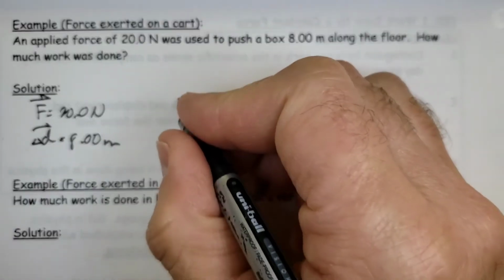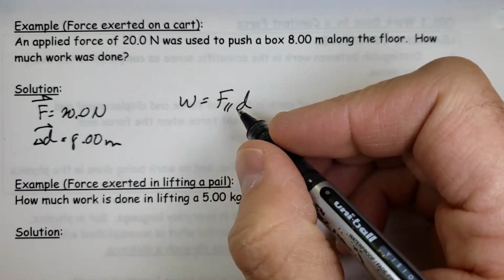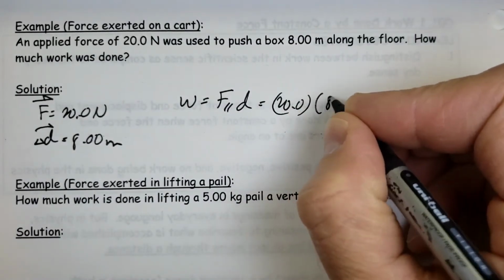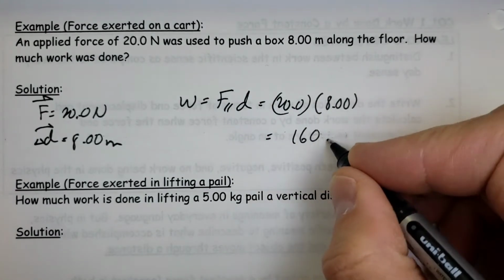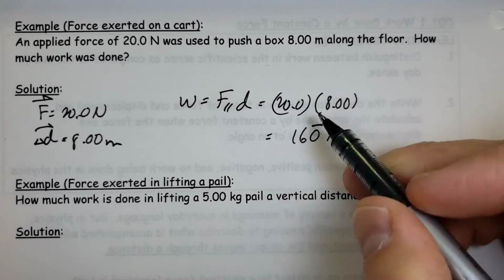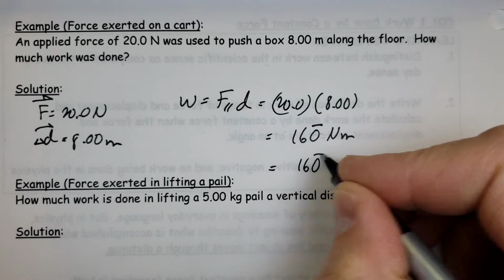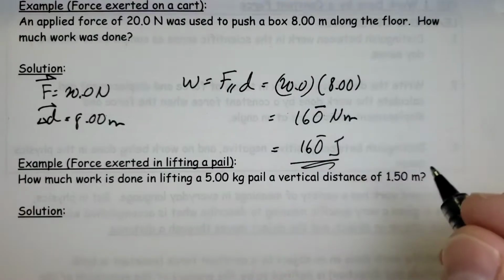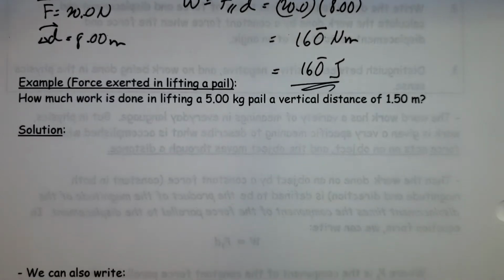And so W equals F parallel multiplied by d. Often we just simply write it like that. So 20 multiplied by 8.0. So newton meters, that's 160 newton meters. Put a line over top of that because it's 3 sig figs and 3 sig figs. Or of course, 160 joules. All right, so it's that easy, ladies and gentlemen. Just simply force multiplied by displacement, the amount that it actually moves.